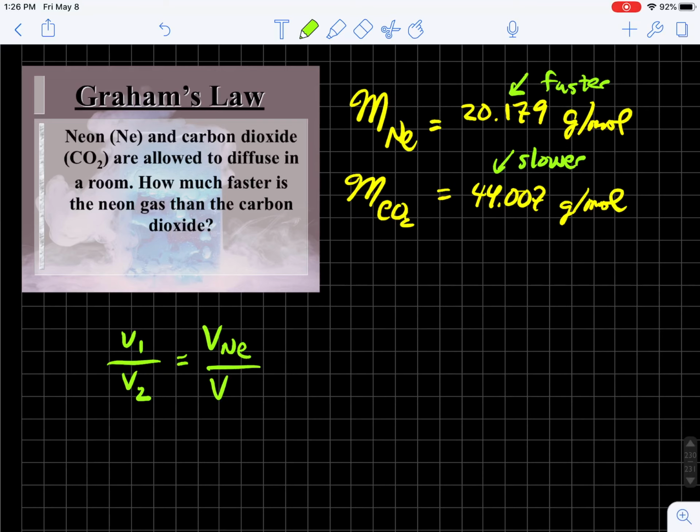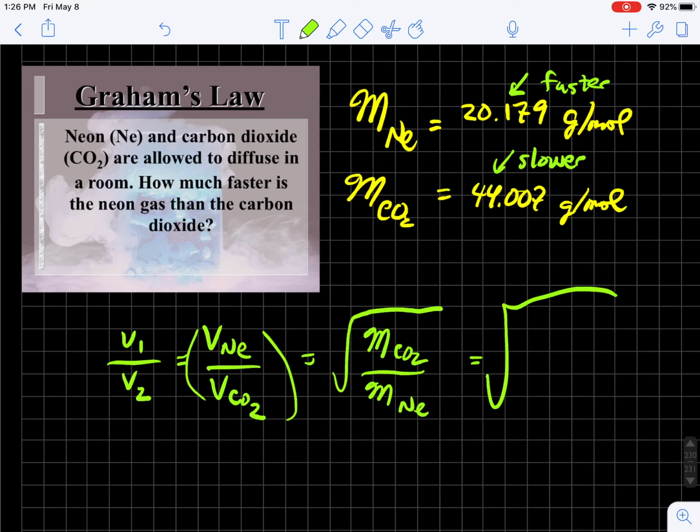So we're going to have the velocity of neon over the velocity of carbon dioxide. And when they say how much faster are they, then really what we're doing is we're solving for this ratio. So we're going to do the molar mass of carbon dioxide over the molar mass of neon, because they're an inverse relationship. And that's going to give us the square root of 44.007 over 20.179 grams per mole.